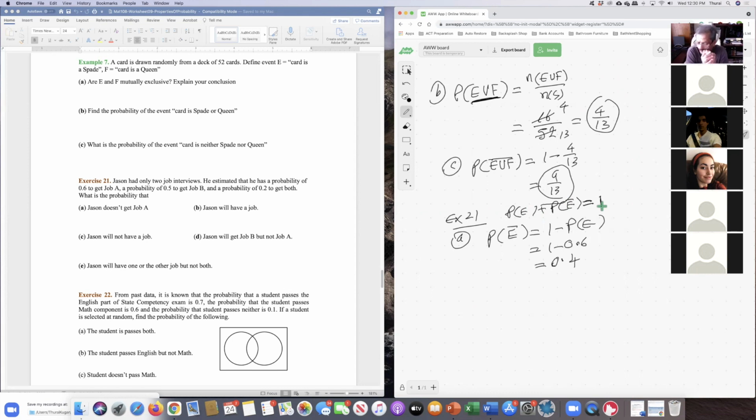It's the same rule, and therefore I'm applying that formula to find the probability of E bar. So the probability of E bar is 1 minus the probability of E, and that's 1 minus 0.6. Part A is the complement. I hope you can see that: if Jason getting job A is the event E, then Jason not getting job A is the complementary event.